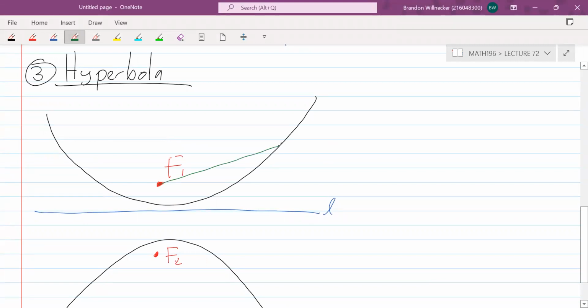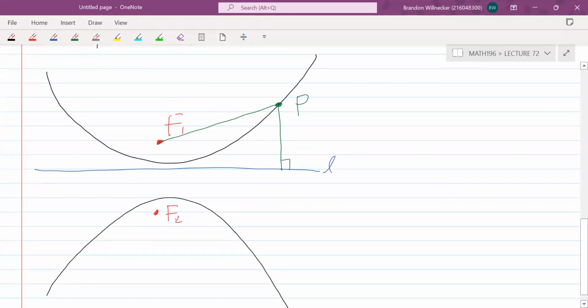Then we've got the same sort of condition. We've got this distance from the focus point to the curve, so that distance from F1 to P, divided by this distance from P down to the directrix line. The ratio of those distances, again, we call the eccentricity, and that is a constant for this hyperbola. If you pick any point P along the hyperbola, you're going to calculate the same eccentricity value, and that's the value that defines the shape of this hyperbola.